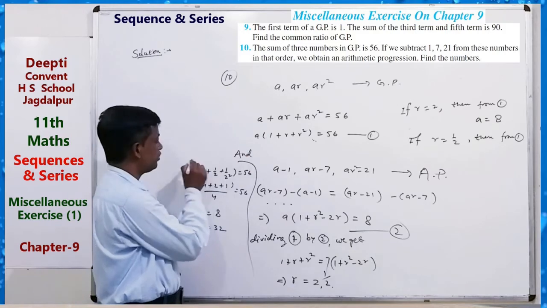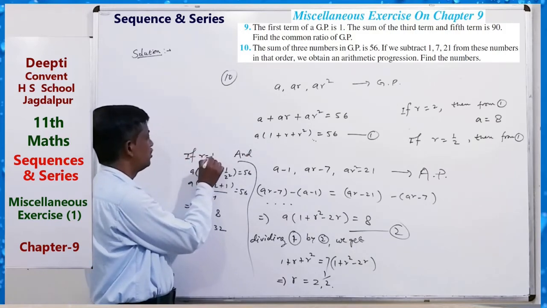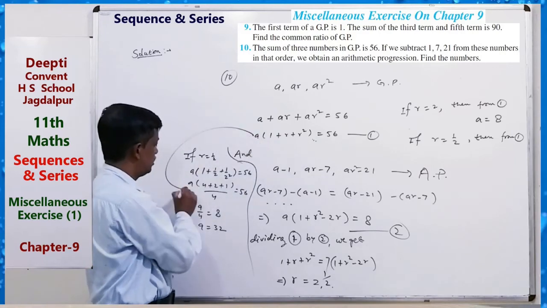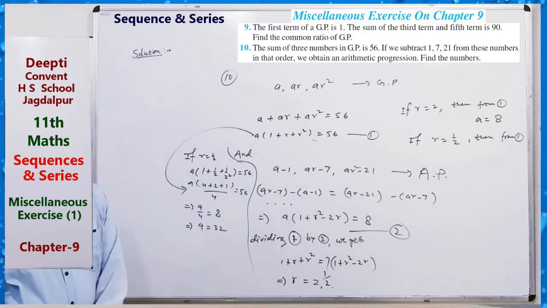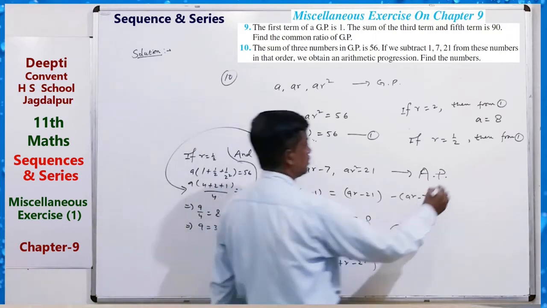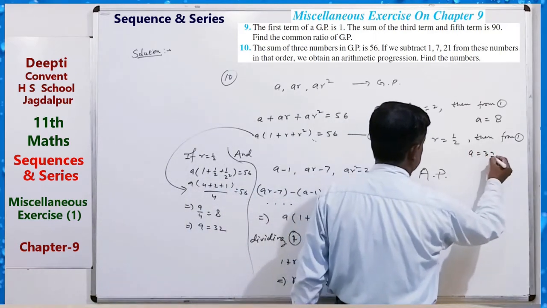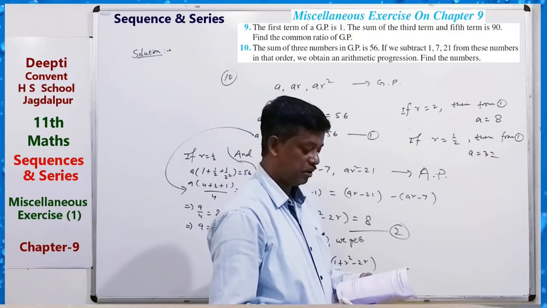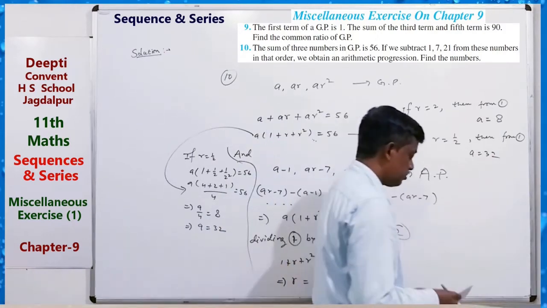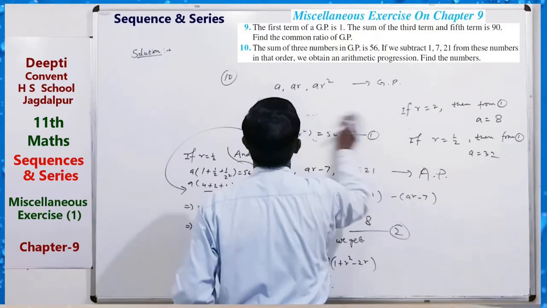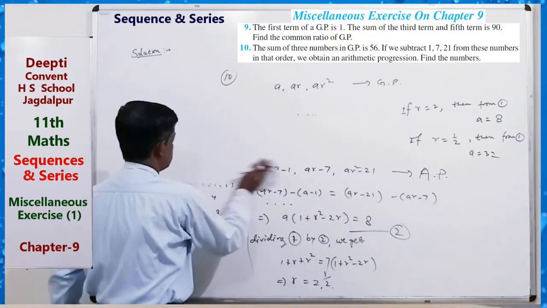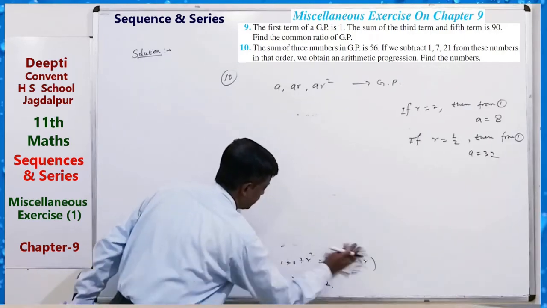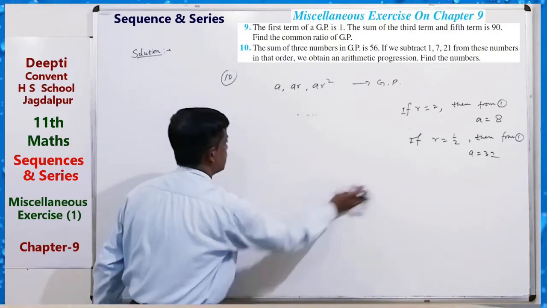If r equals half, then using 1, a equals 32. So our question is, what? We have to find the numbers. So the numbers are a, ar, and ar square. You can get the numbers by substituting the values here.